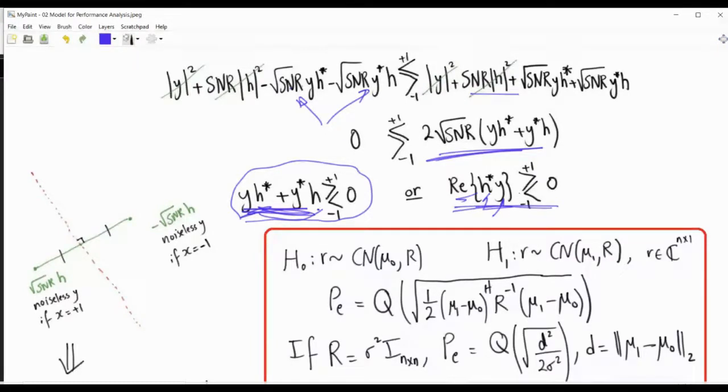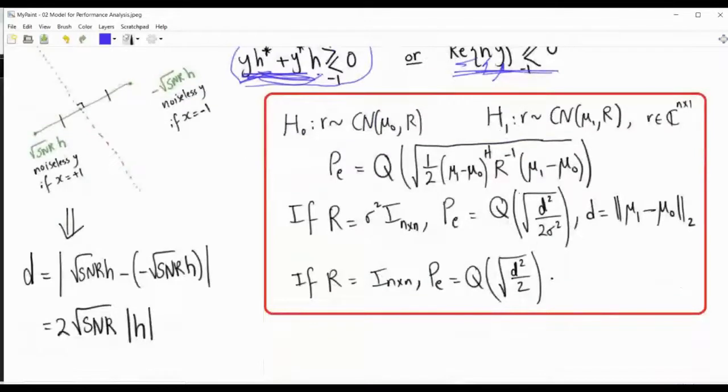Okay, so what is the probability of error? That was the homework problem. This is the general formula. I am providing it here because it's very important. So it is the Q function, and then the square root.